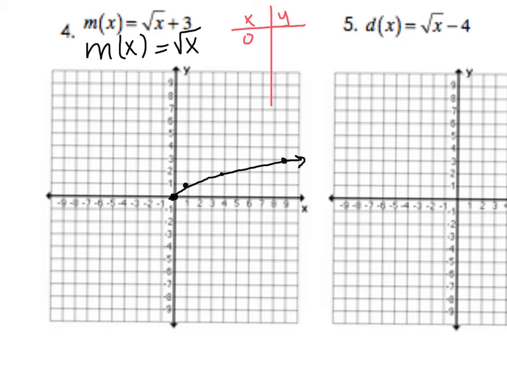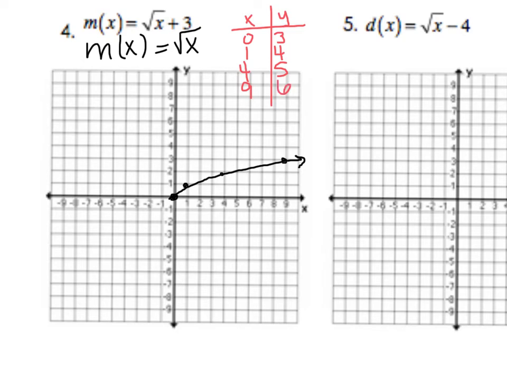The square root of 0 is 0. 0 plus 3 is 3. Let's try 1. The square root of 1 is 1. 1 plus 3 is 4. I shouldn't try 2 because the square root of 2 isn't nice. So let's try the next perfect square, which will be 4. The square root of 4 is 2. 2 plus 3 is 5. And let's try 9. The square root of 9 is 3. 3 plus 3 is 6.